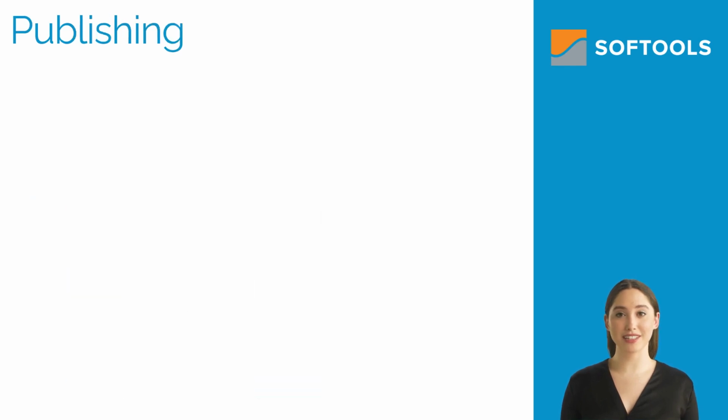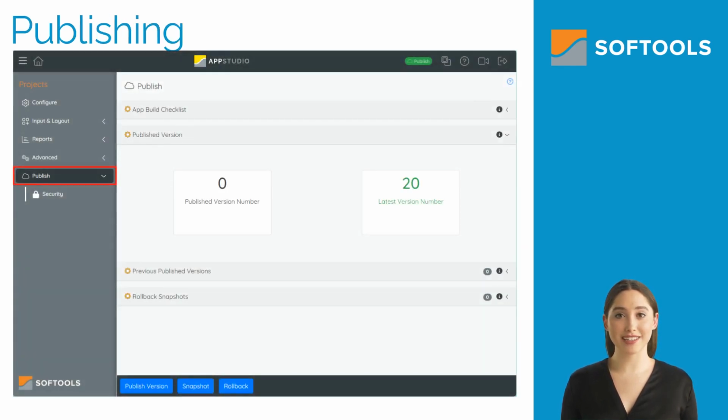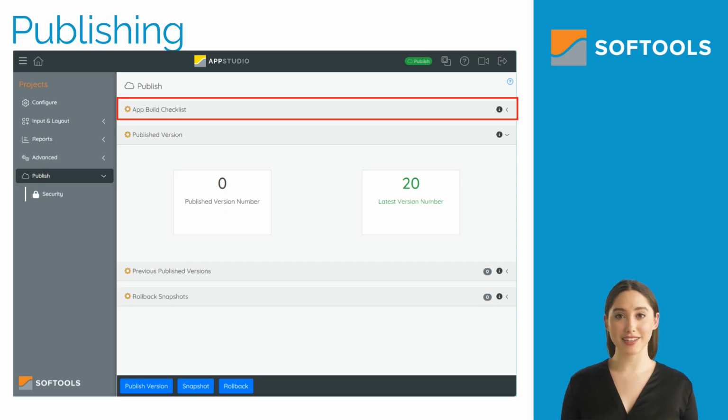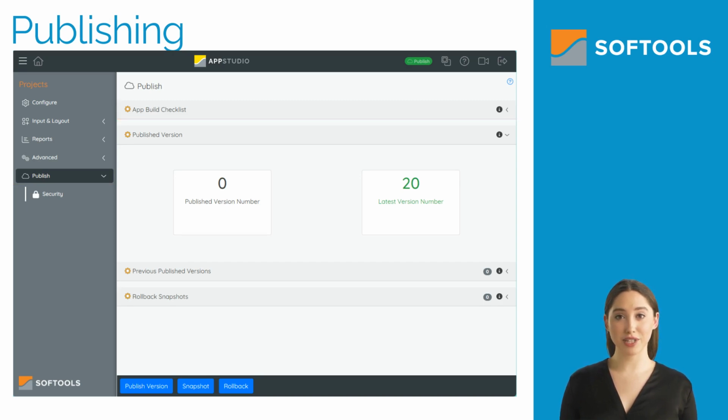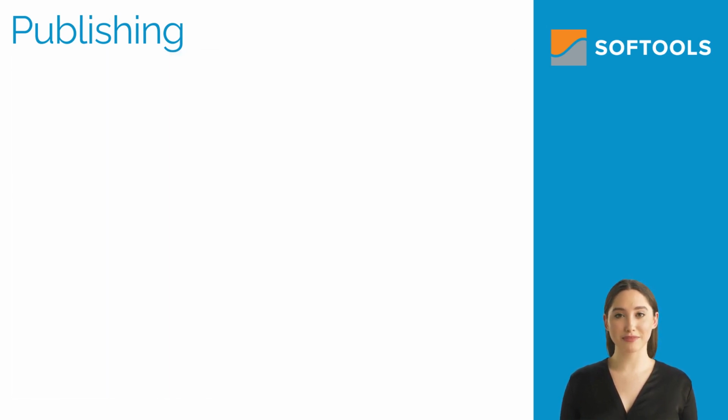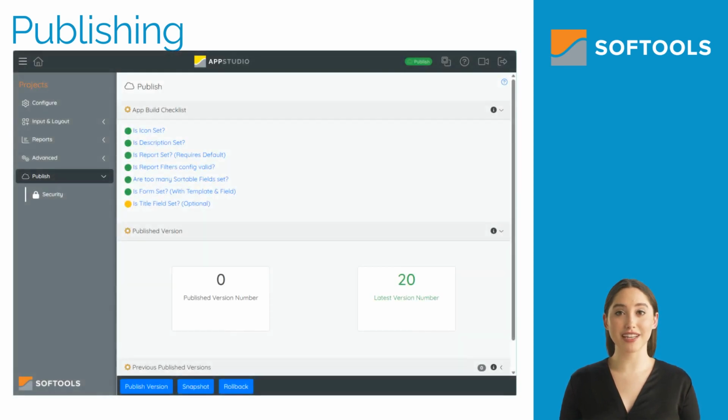Click on the Publish section in App Studio, which will take you to this screen. Open up the first template labeled App Build Checklist. This section shows you the required configuration before you can publish the app. You will see 7 items on the checklist. You should see the same screen, with the only amber item being the title field. This is not a requirement, but the others are. If any of the others are red, please click on the red item and then set the correct configuration.